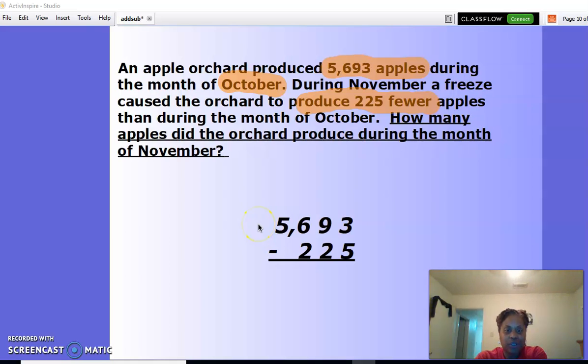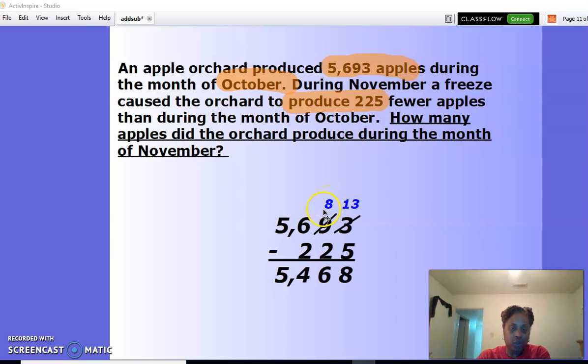We're going to subtract 5,693 minus 225. When we look at the digits in our ones place value, we notice that we cannot subtract 5 from 3. So we move over to our tens place value and we regroup. We change the 9 to an 8. We add 10 to the 3, which gives us 13. And now we're able to subtract 13 minus 5, which will give us 8.